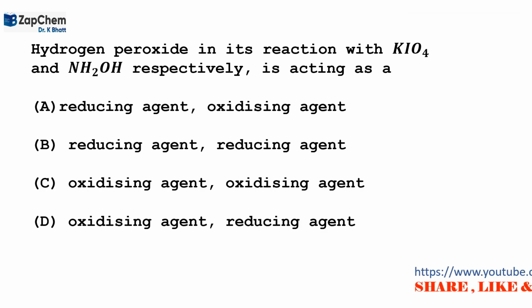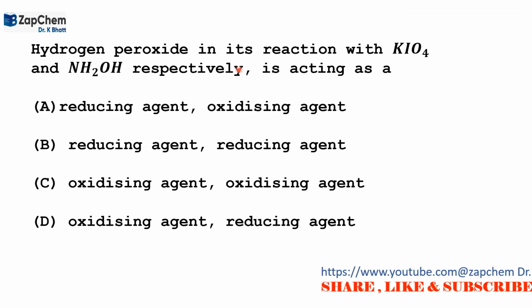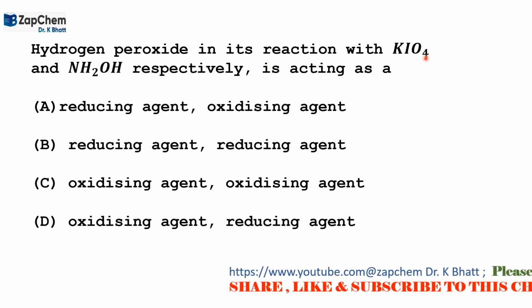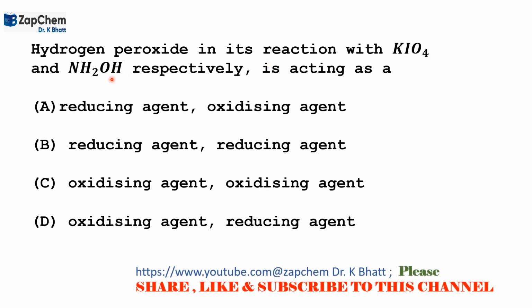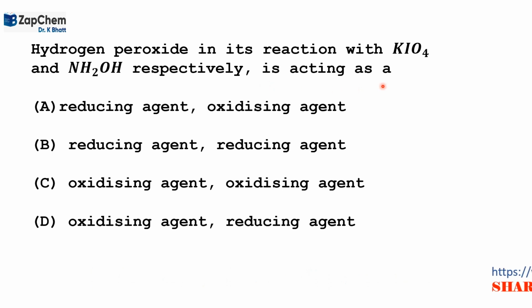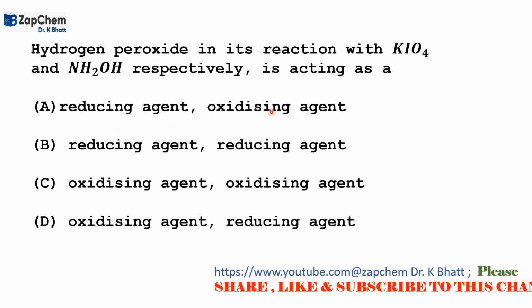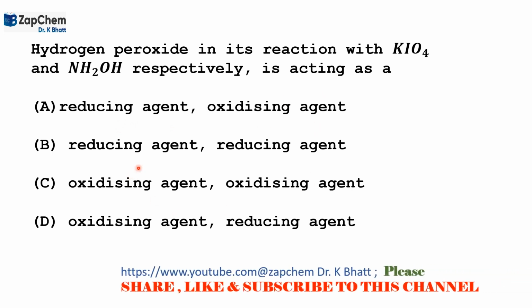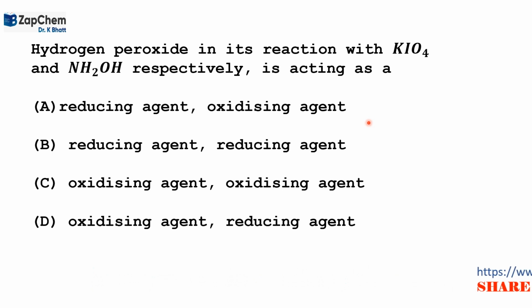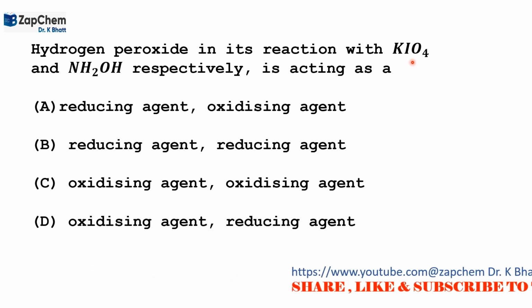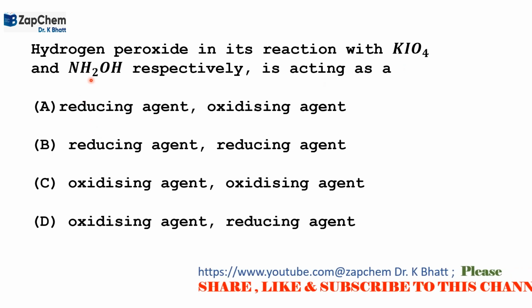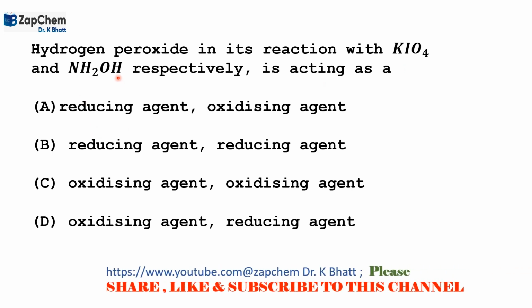Now, there is another question which relates to hydrogen peroxide. Hydrogen peroxide, in its reaction with KIO4 and NH2OH respectively, is acting as a, four options are given. We have to find out whether it is reducing agent or oxidizing agent in different reactions, and accordingly we have to mark the correct answer. We know that KIO4 is potassium periodate and NH2OH is known as hydroxylamine.